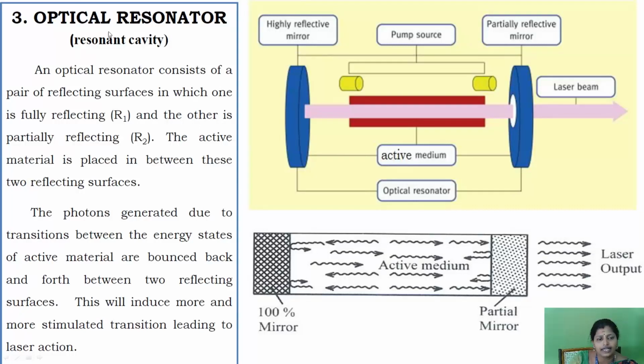The third one is the optical resonator, that is, the resonant cavity. A resonant cavity consists of two optical reflecting mirrors or reflecting surfaces. One mirror is 100% highly reflecting, and the other is partially reflecting.